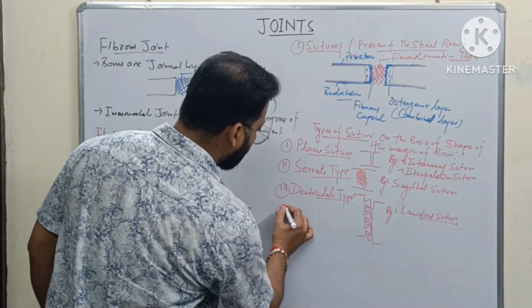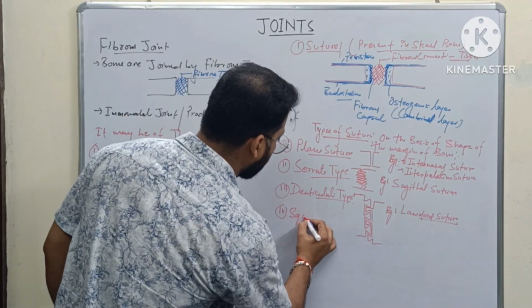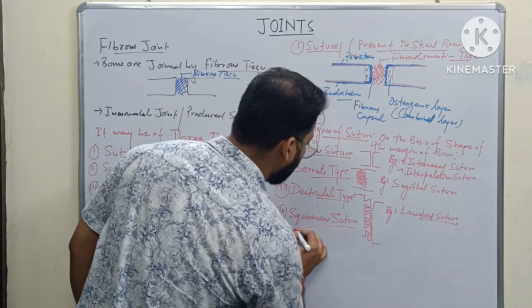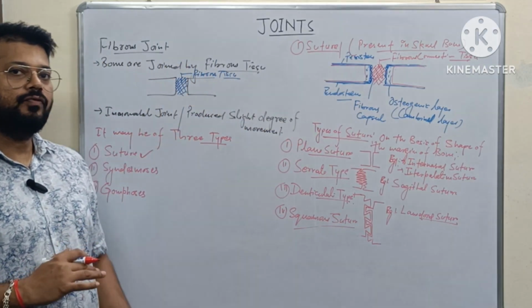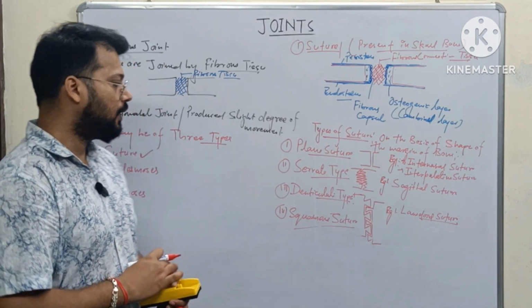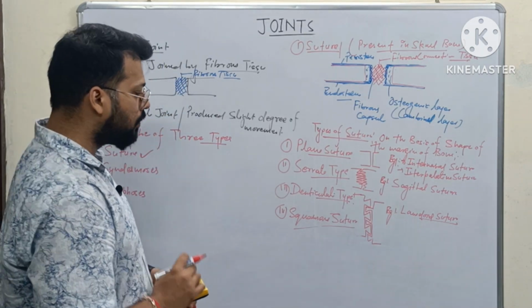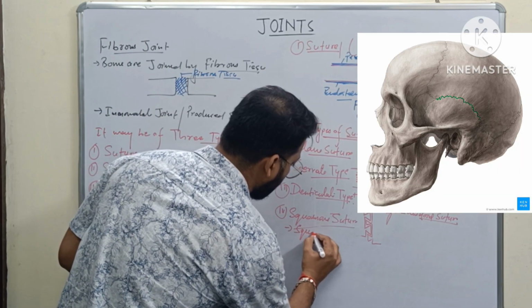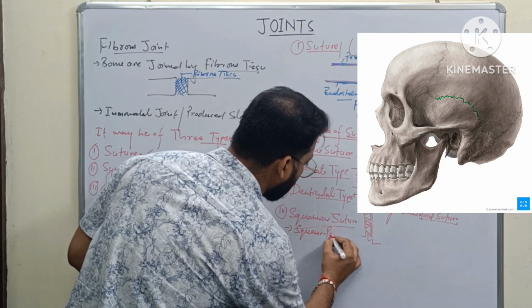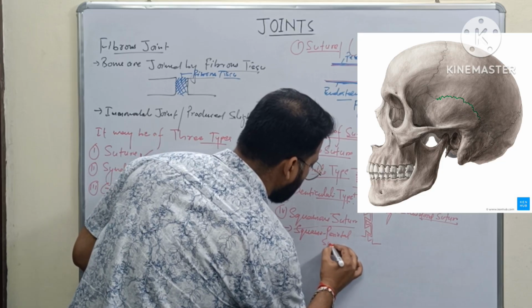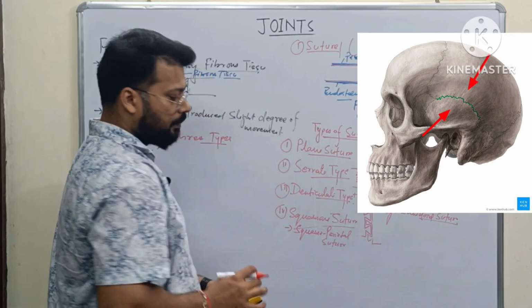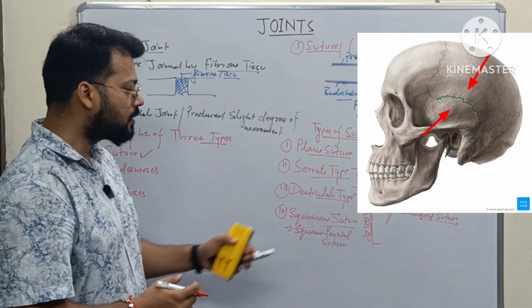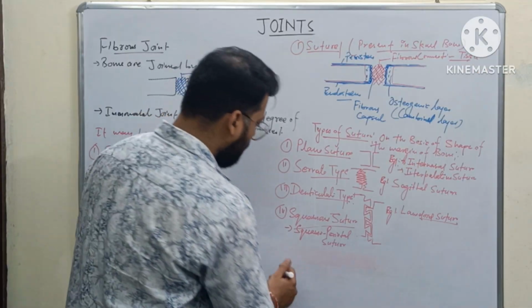Now the fourth is squamous suture. In squamous suture, the margin of one bone is overlapped to another. Then it is called squamous suture. And the example of squamous suture is squamoparietal suture. मतलब parietal bone and squamous part of the temporal bone, and it is the example of squamous suture.